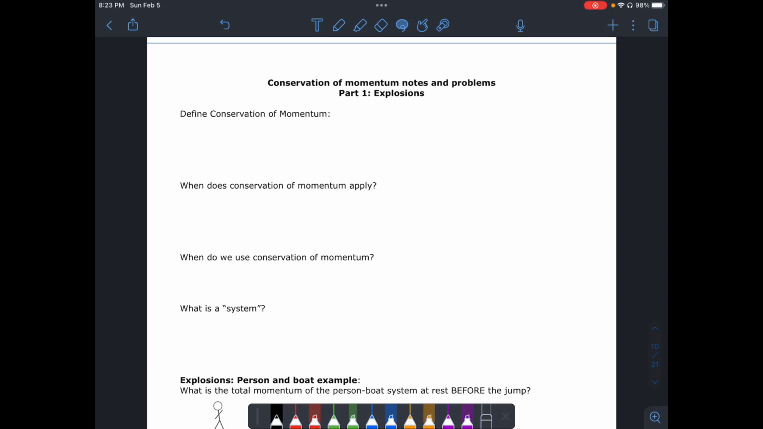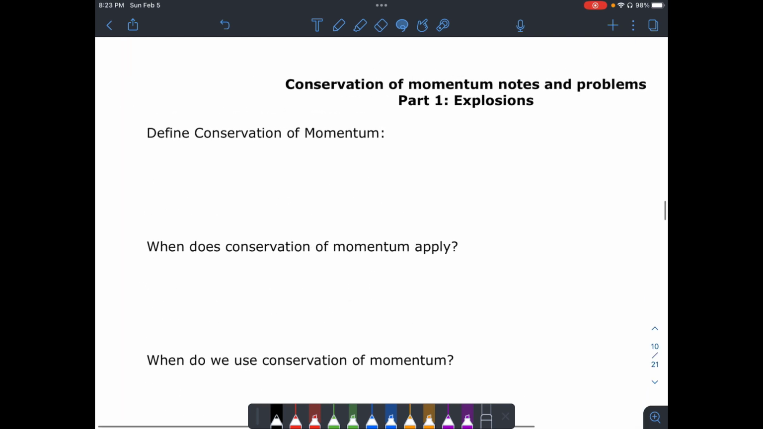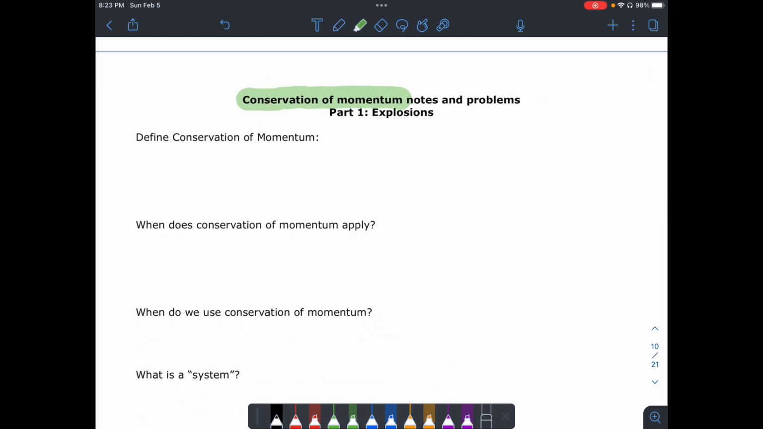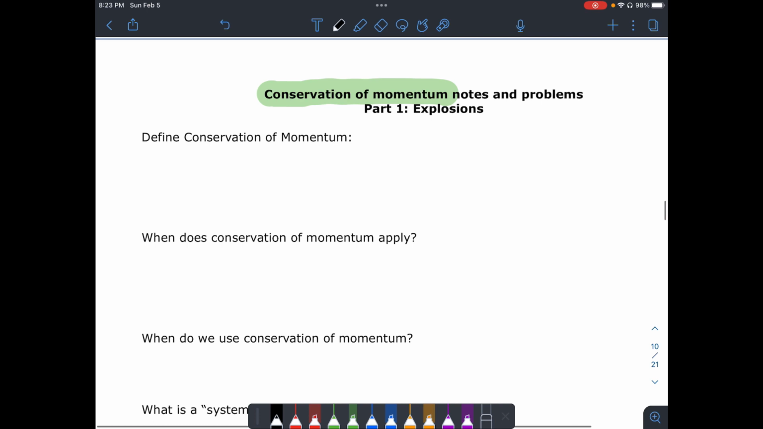Okay, welcome back. This is our next set of notes concerning the conservation of momentum. This is part one, explosions, but more on that later. So to start off, we are defining conservation of momentum, and the word conservation kind of gives it away a little bit, meaning we get out what we put in. So our momentum to start is going to equal the momentum at the end.